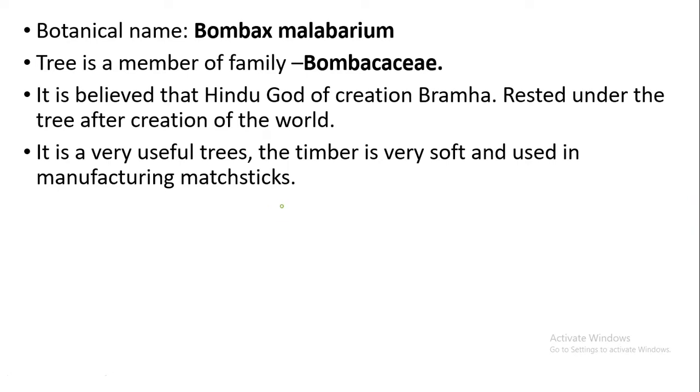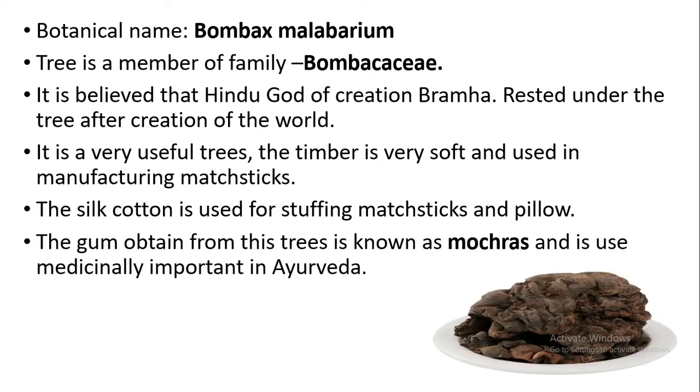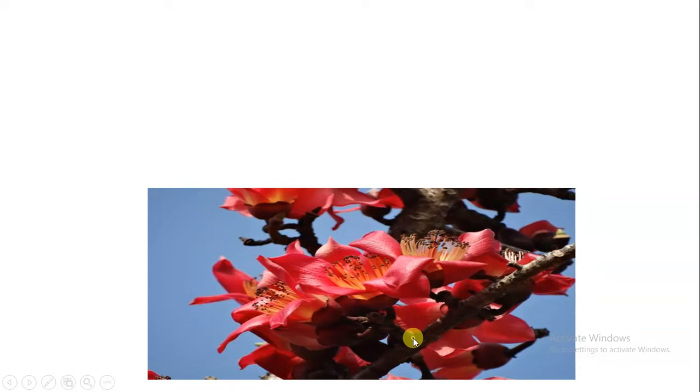The timber is very soft and is useful in manufacturing matchsticks. The silk cotton is used for stuffing pillows. The gum obtained from the tree is known as mochras, and it is used in medicine and in Ayurveda, and the young flowers, especially the stamens, are eaten as vegetables.